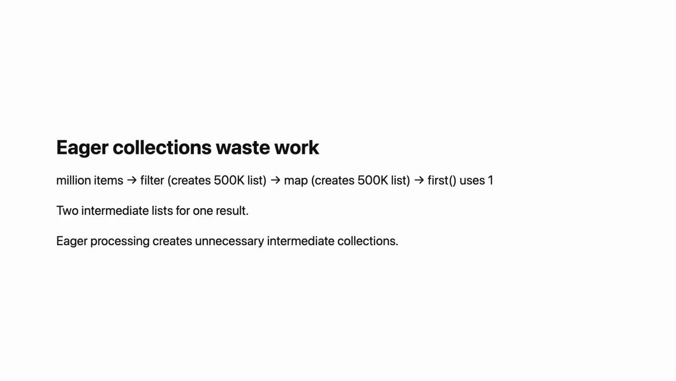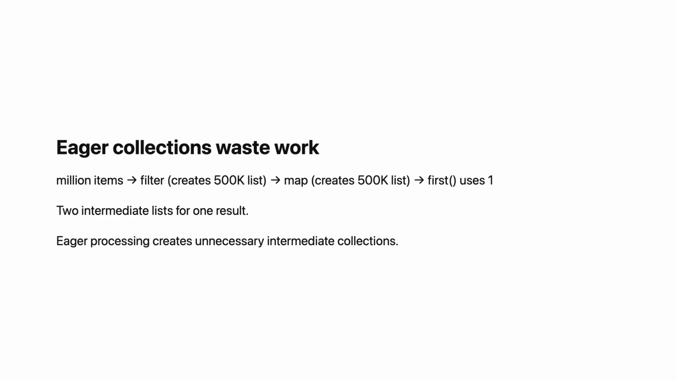Imagine 1,000,000 elements. Filter creates a list of 500,000. Map creates another list of 500,000. You take one element: two intermediate lists for one result. The waste is memory. Creating large intermediate collections costs. The waste is time. Processing elements you never use.